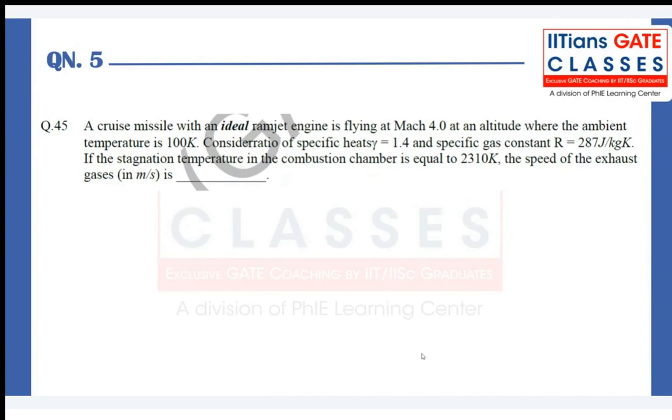It's a kind of a repetitive question. So we saw a similar kind of question in the 2020 GATE also. So it's a very similar question here.